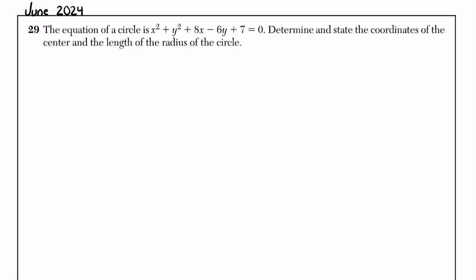So what's really important to first note is how you're going to be graded for this question. You need to show algebraic work. If you just give the center and the radius, they will give you 0 points because it says determine and state. So it wants to see the work along the way.